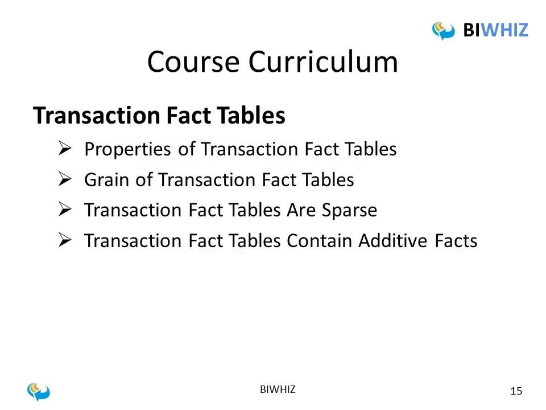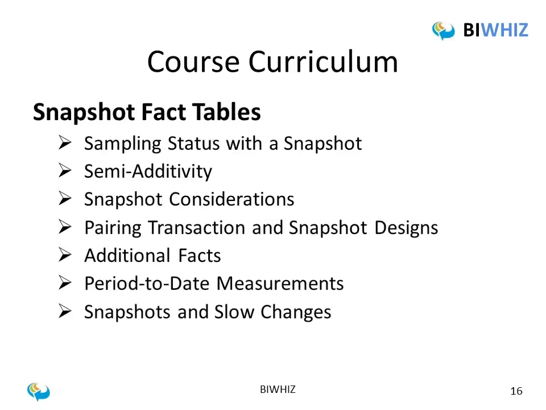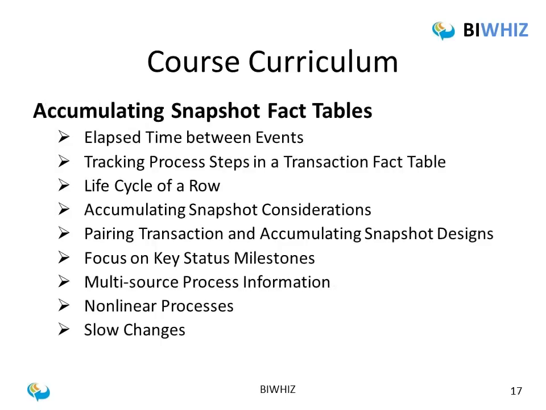We'll talk about those fact tables in detail, like what the properties of those fact tables are, how you define the grain of the fact table, and in which scenario you need snapshot fact tables, and what the properties of those snapshot fact tables are. We'll talk about the accumulating snapshot fact tables, and what the need for them is in the data warehouse.